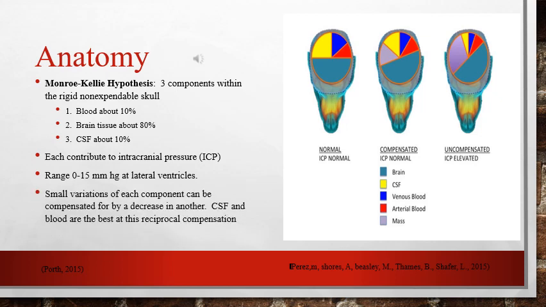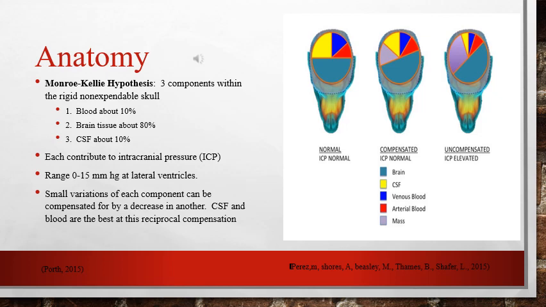This slide demonstrates the Monroe-Kellie hypothesis theory. This is about how the skull has only limited capacity for each of these 3 areas listed. We have the blood that makes up 10%, the brain that makes up 80%, and the CSF fluid that makes up the other 10%. And you can see the first picture is normal.